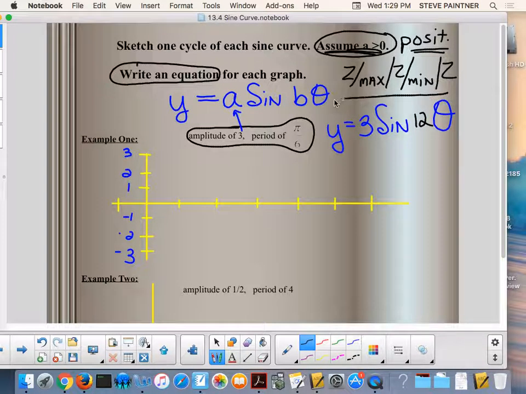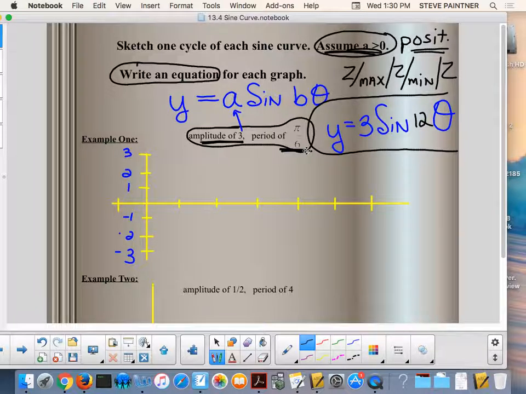Ah, there it is, you guys. We just wrote the equation for a sine curve that has an amplitude of 3 and a period of what? Pi over 6. We did it. Now guess what? Now we've got a graph. Do you know the period of this? Yes. What is it? Pi over 6.